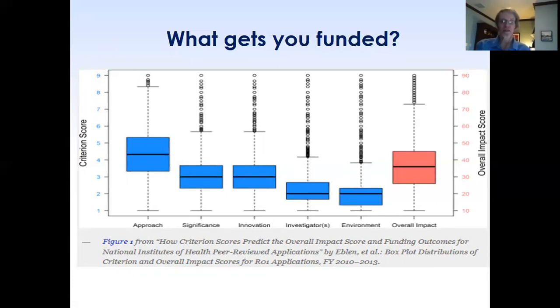The relevance of this for the aims page is that you want to really touch on all 5 of these subcomponents, highlighting why they contribute to your impact. And we'll talk more about that in just a few minutes.